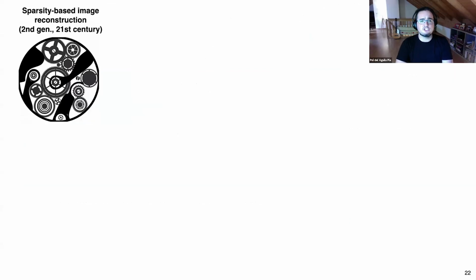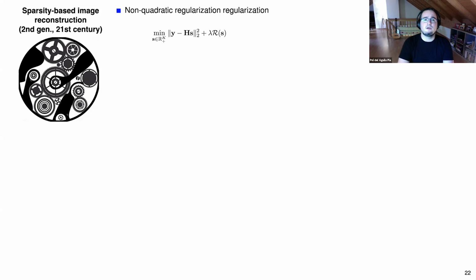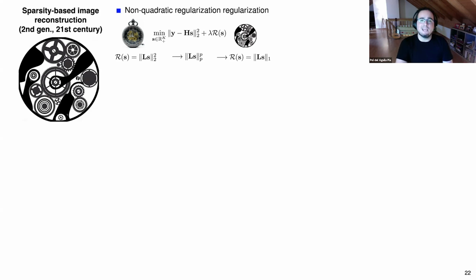For sparsity-based reconstruction, the whole story starts from the idea of breaking out of quadratic regularization. In classical methods, we had quadratic regularization. The concept is to use other p's, so other norms for the term Ls, and it particularizes in the norm 1, which is known to generate sparsity, as we will explain now. The first and best-known approach is that of total variation, in which you choose L as the gradient, as we had discussed before, but you simply change to the 1 norm.